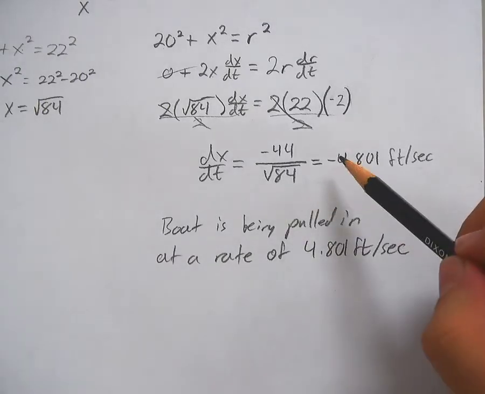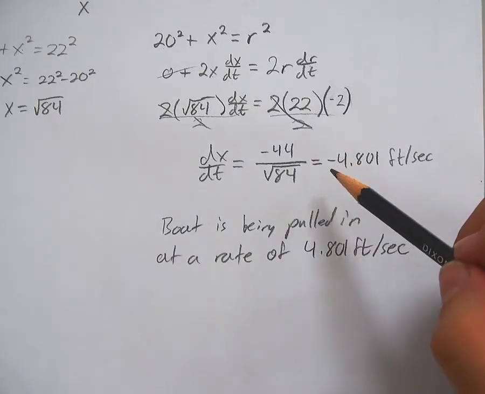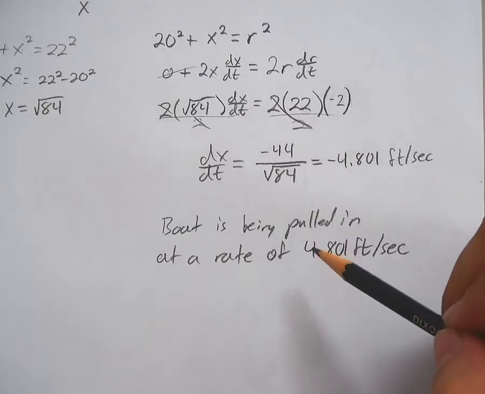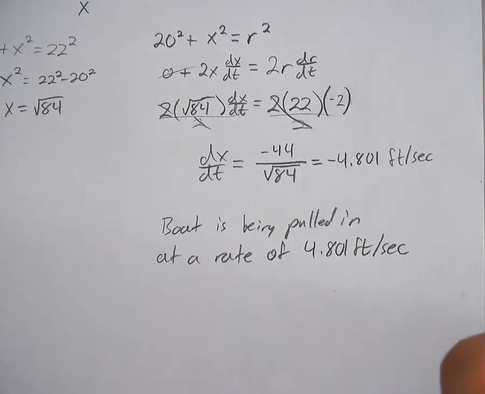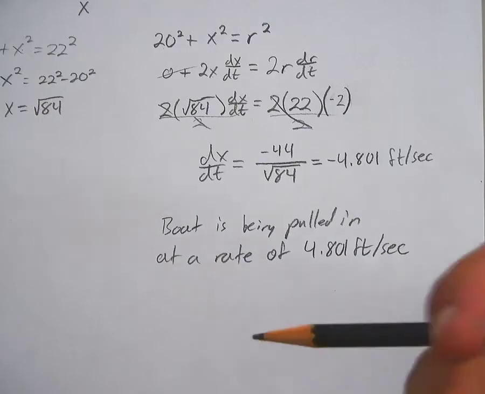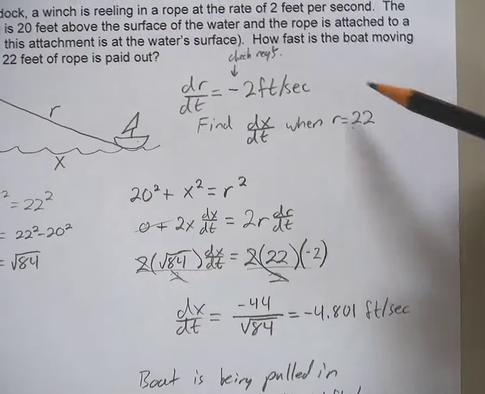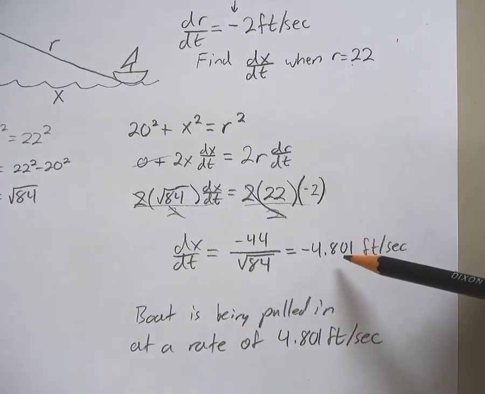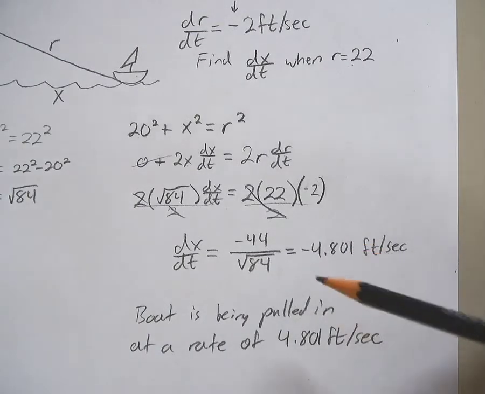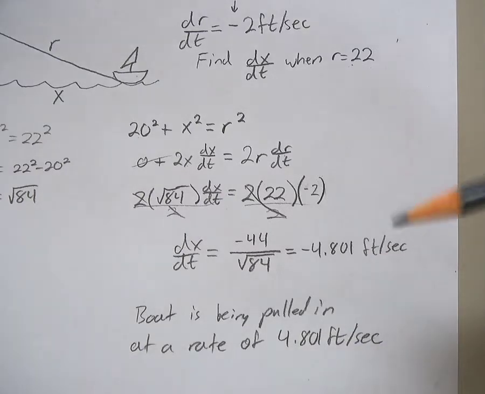Now, if you notice in my answer, it's negative, and that's because the distance is getting closer, right? But if I'm pulling my boat in at that rate, then the rate itself can be positive, and that's okay, because logically it makes sense that you're pulling in at a certain rate. Your distance is going to shrink by that same, or by a rate that's related to that. If the rope is getting shorter at 2 feet per second, then your distance is going to get shorter at 4.8 feet per second, at least at this time. That's going to make sense, right?